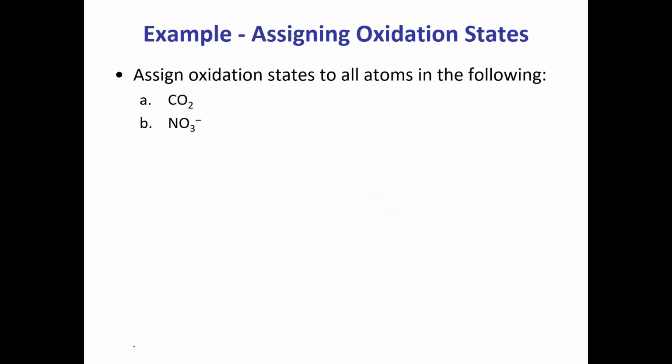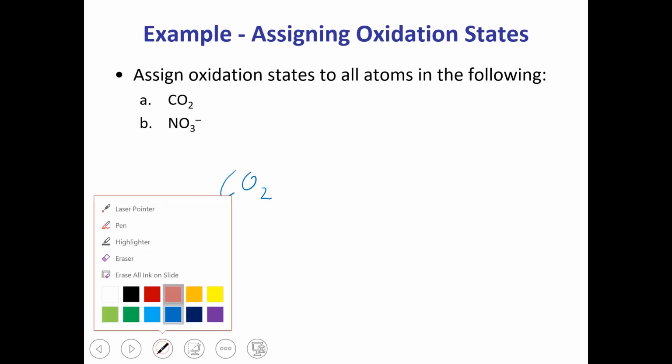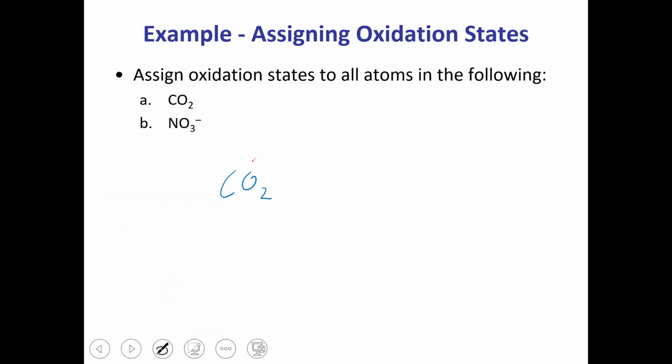Let's take a look at a few examples here. We have CO2. So we said a few slides ago that oxygen has a 2 negative charge unless it's a peroxide. And CO2 is not a peroxide. So in CO2, oxygen's got a 2 negative, and there's 2 oxygens, which means that the charge on carbon has to be 4 positive to make this a neutral compound.